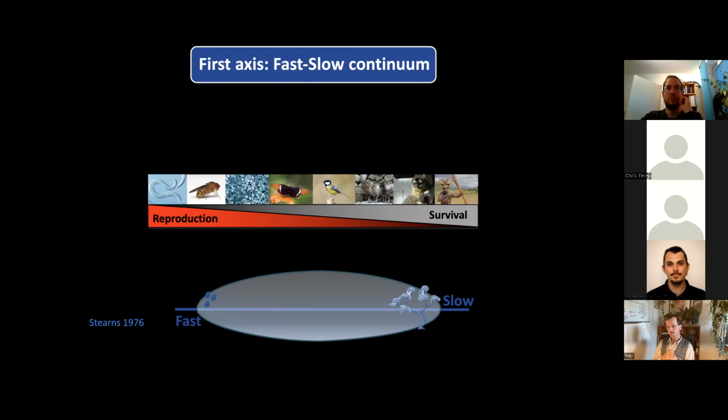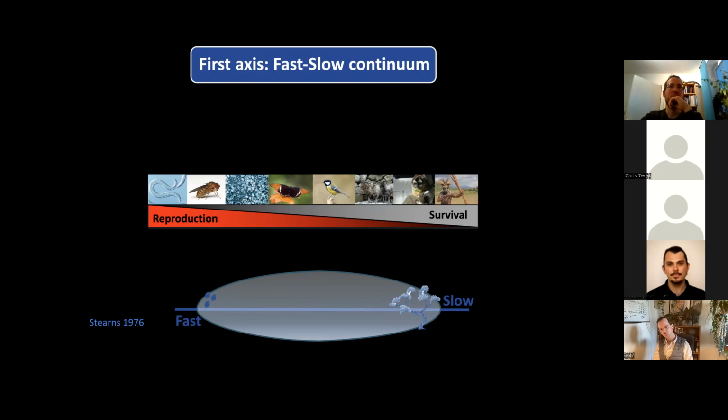And they will be correlated according to a single axis of variation, the fast-slow continuum. So species to the left are species that live fast and leave behind a beautiful cadaver. Those species invest a lot into reproduction, like C. elegans, but not much into survival. And as a consequence, they tend to reproduce a lot, but they don't live long.